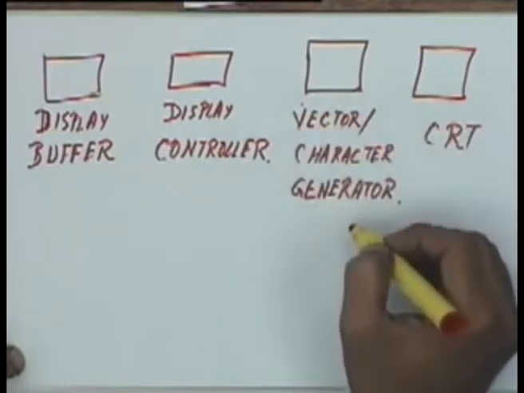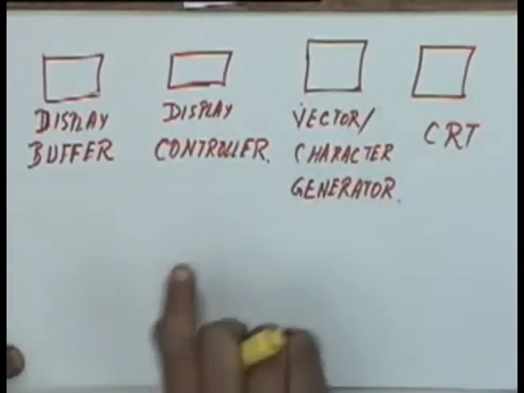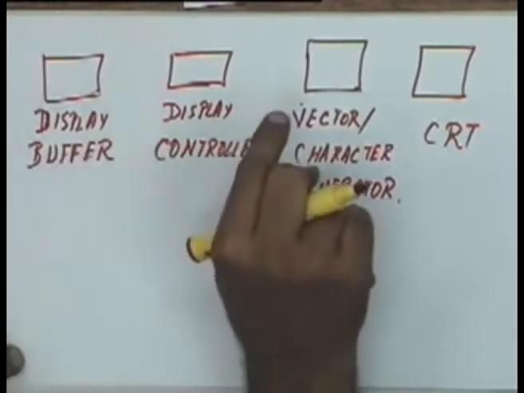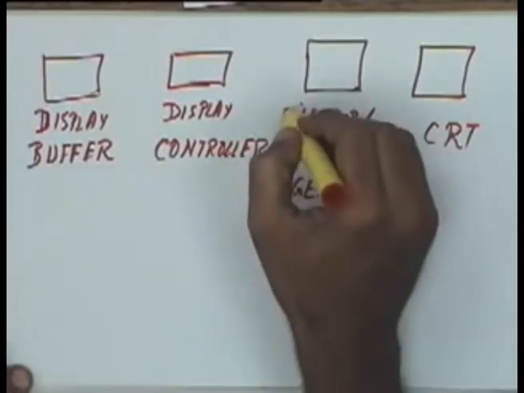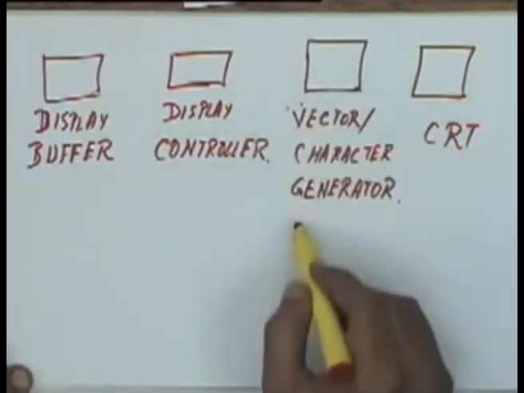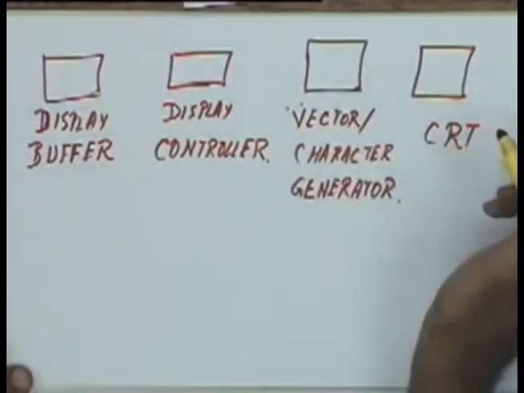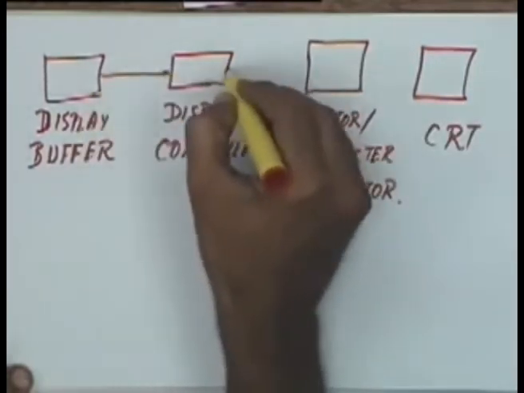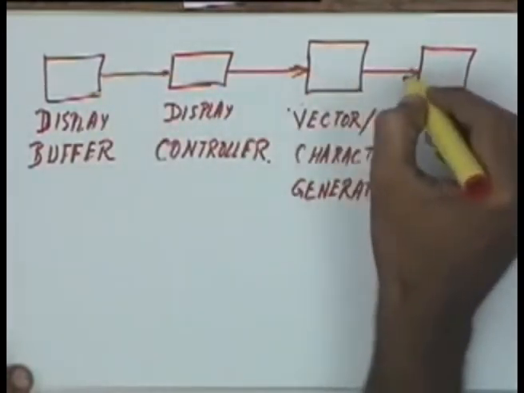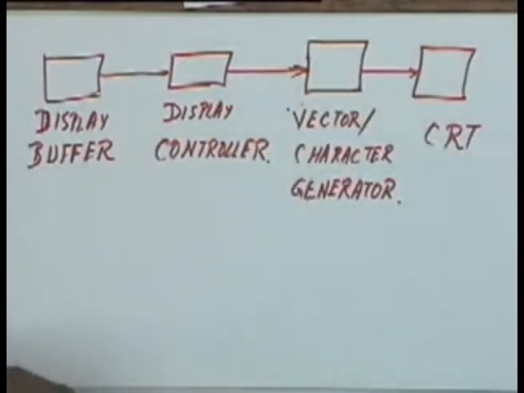A vector or a character generator is just a device which will generate a particular character, or which will give instructions to the cathode ray tube to move in a particular manner, so that a particular character or a particular vector is generated. The controller reads the buffer and invokes the vector or character generator at a particular rate, 40 times a second, 50 times a second, or whatever. So, this is the basic working of a calligraphic refresh graphics display.